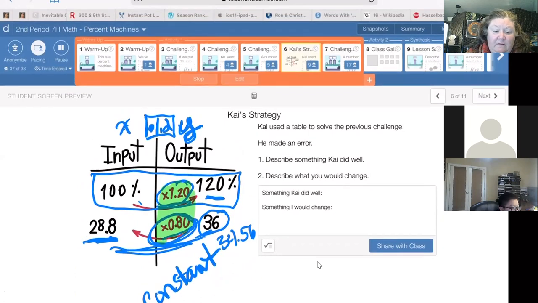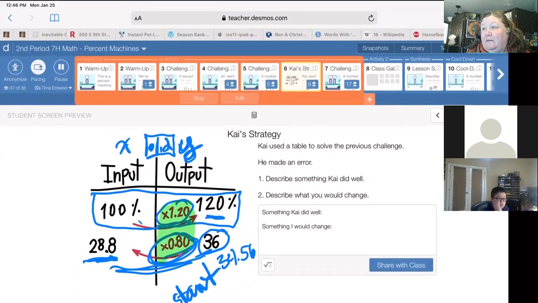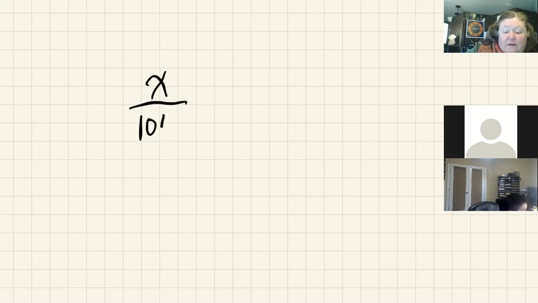Before we go on from this, I want to share how I solved some of the others using a proportion. If you want to go back to slide 4, where it says 60 went into this machine and 72 came out. What percent increase did this machine use? I set this up as a proportion. I don't know what the percent is over 100, but I know that the original number was 60 and the new number was 72.